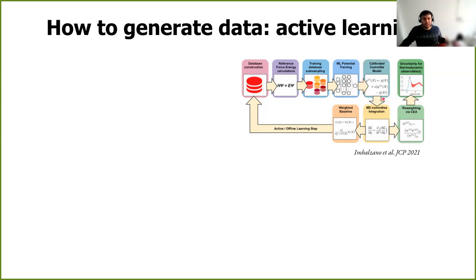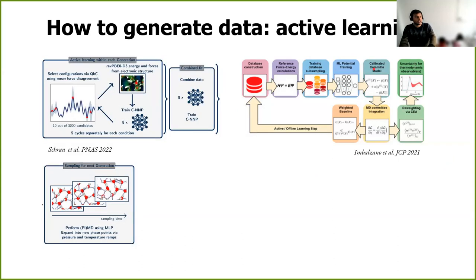For example, you can use this committee to make sure that you drive your molecular MD simulation in the direction where these errors are high. Thereby, you can automatically sample configurations where the model has higher errors, keep adding that to your training set, and keep repeating this process iteratively. So this is called an active learning scheme.